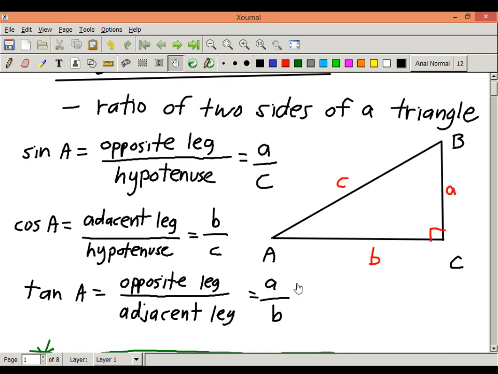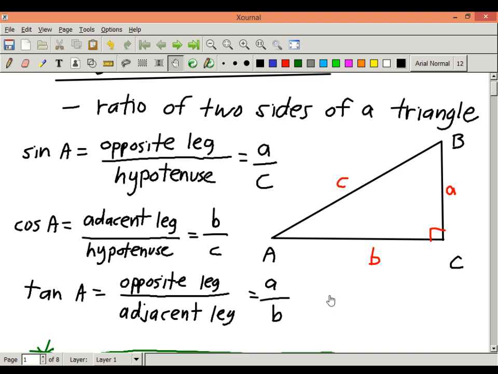The tangent, which is the other of the major trig ratios that we're going to look at, is defined to be the opposite leg divided by the adjacent leg. So if you're standing here on angle A, the opposite leg is small a, and the adjacent leg is small b. So a over b is the tangent of that angle A.